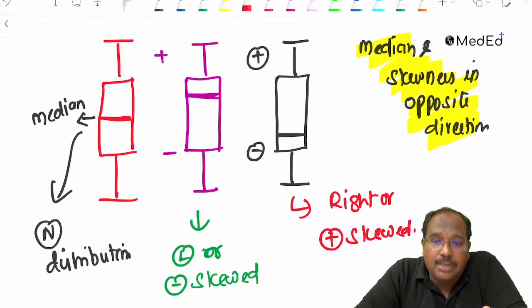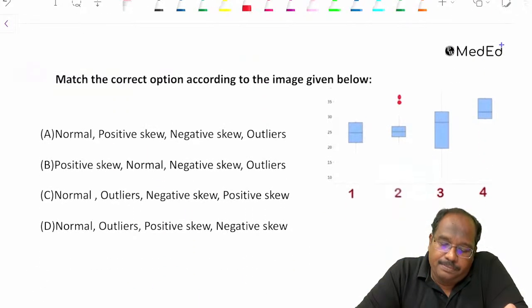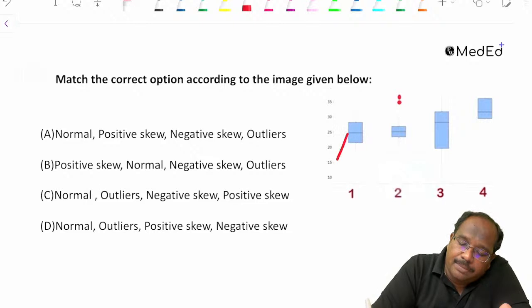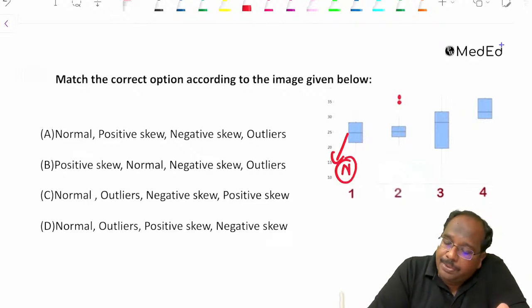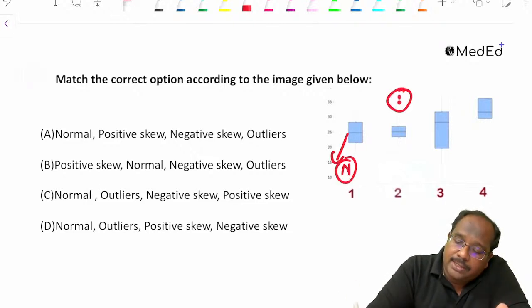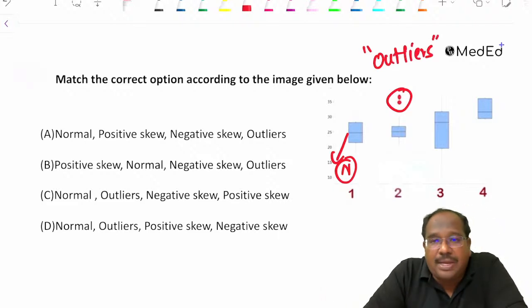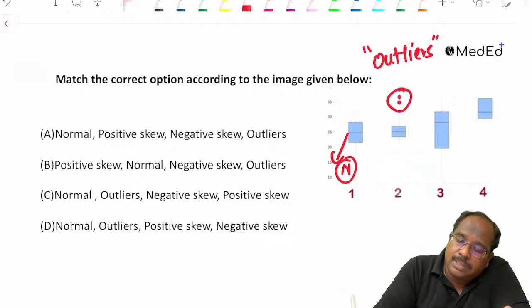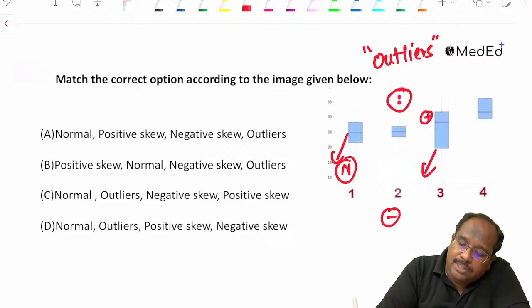Median is in the middle, so what does it mean? It is normally distributed. Look here, the first one is in the middle, normally distributed. These are called outliers, extreme values in the data. This one is on the positive side, so the median is on the positive side. This is negatively skewed. This one is on the negative side.